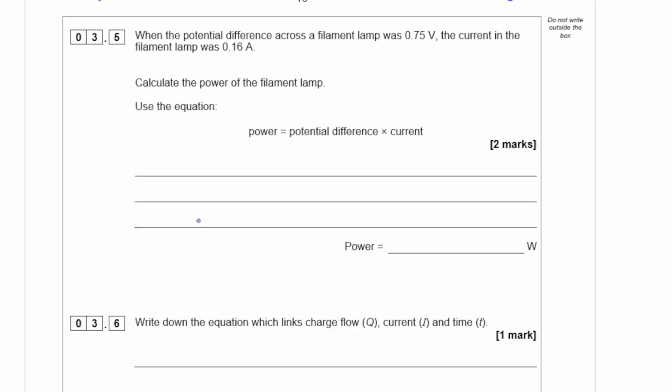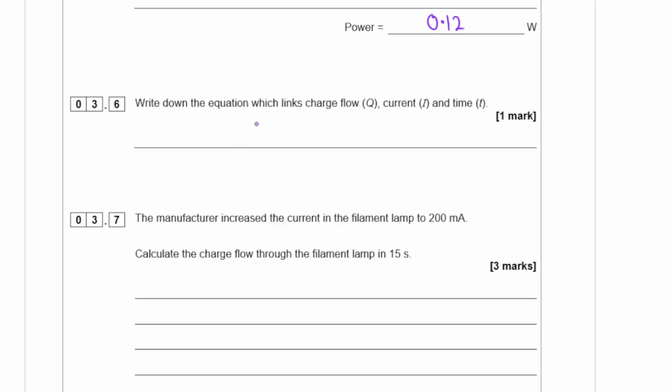When the potential difference across the lamp was 0.75 volts and the current in the filament lamp is 0.16 amps, calculate the power. Power is potential difference, which is 0.75, multiplied by the current, which is 0.16. That is equal to 0.12.